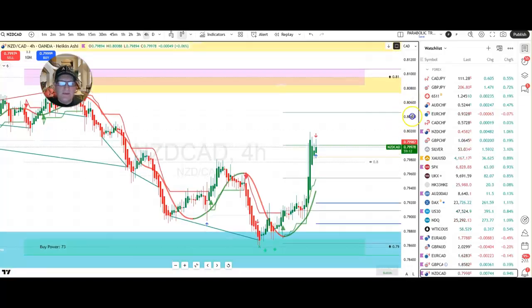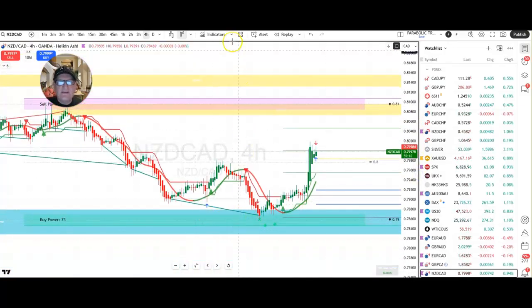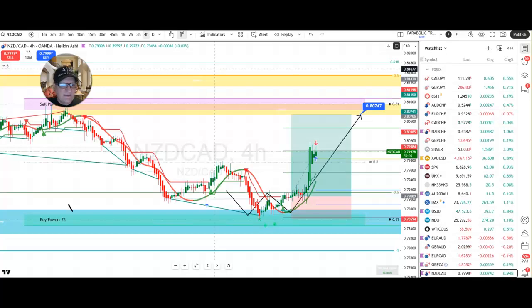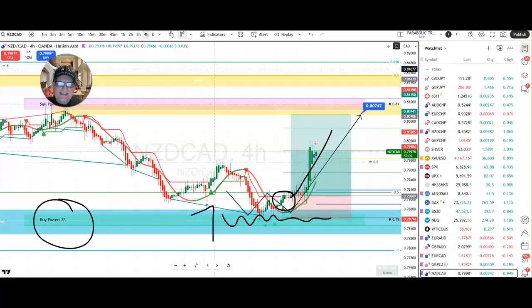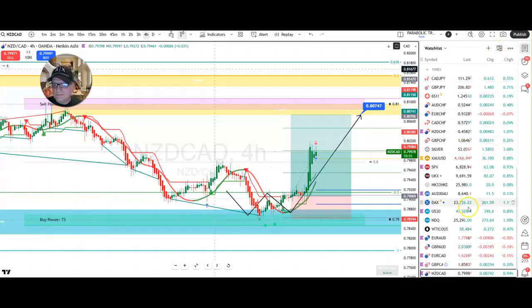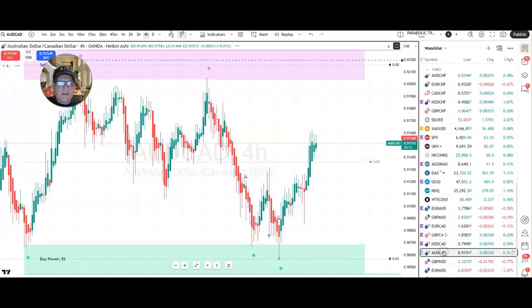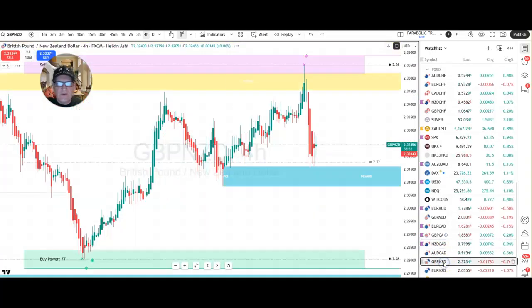New Zealand Canadian, I did mention this the other day. So if you got into this, this is beautiful. Absolutely stunning. Convergence. Divergence. Change of character. Up to 80.74. If you haven't got the charts, then contact me and we'll get you started straight away.